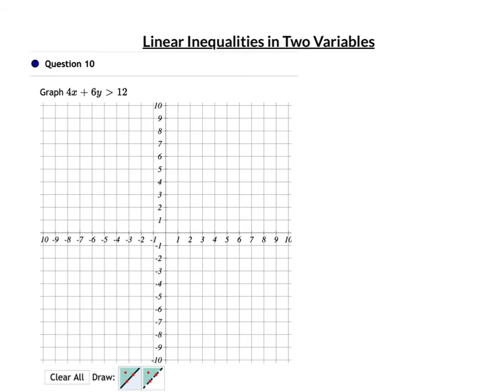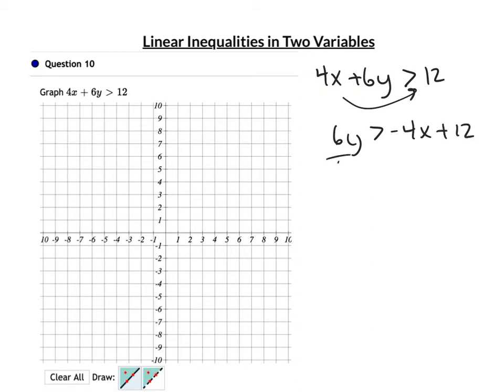This equation is not yet in mx plus b form. Now you could use intercepts to graph it. It's a nice equation for intercepts, but I'll stick with mx plus b. 4x plus 6y is greater than 12. I'll move the 4x to the other side. I have to subtract it, so the sign's going to change. Notice I don't flip the inequality sign. It's only when you divide or multiply by a negative. 6y is greater than -4x plus 12. I'll divide by 6.